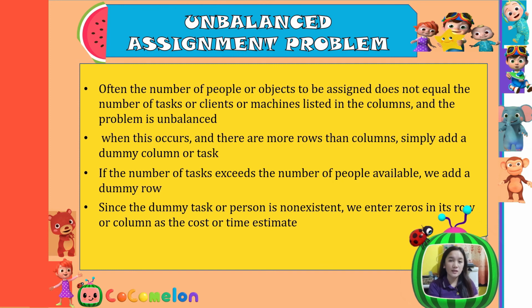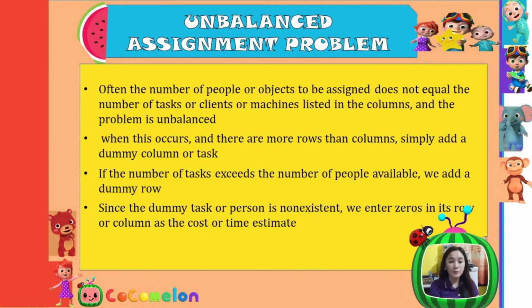Next is the unbalanced assignment problem. Often, the number of people or objects to be assigned does not equal the number of tasks or clients or machines listed in the columns, and the problem is unbalanced. When this occurs and there are more rows than columns, simply add a dummy column or task. If the number of tasks exceeds the number of people available, we add a dummy row.